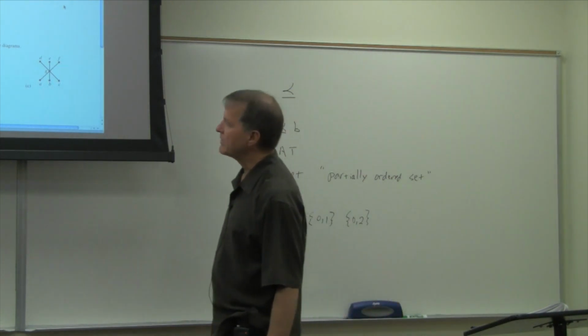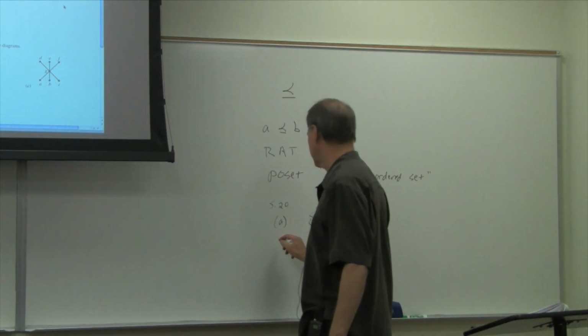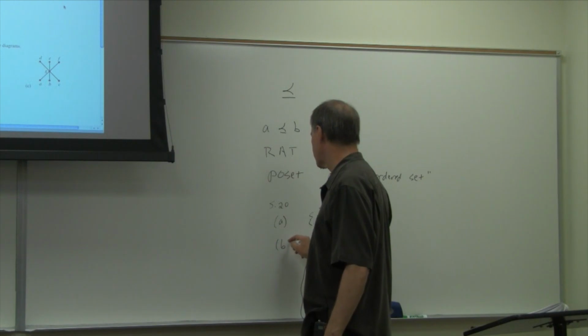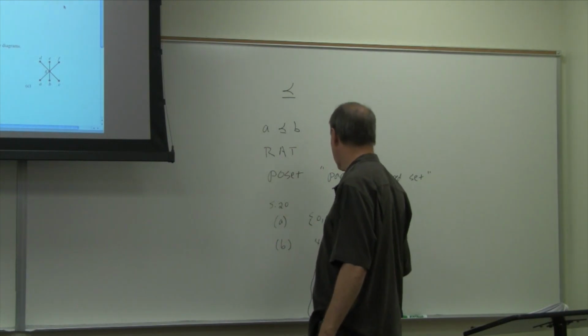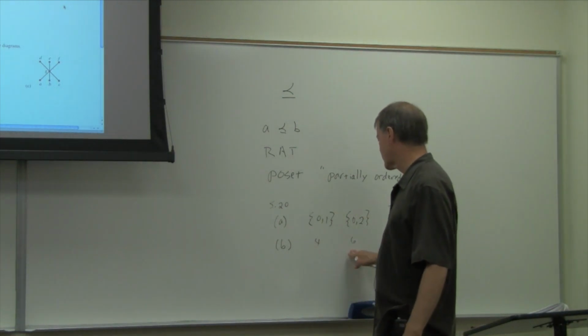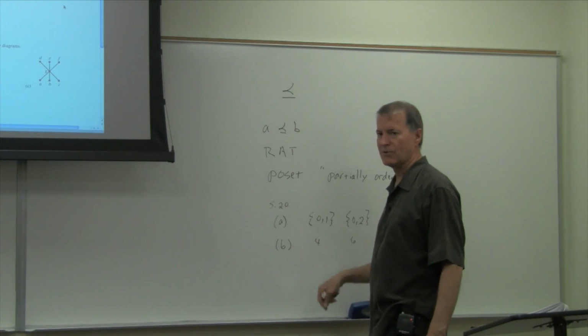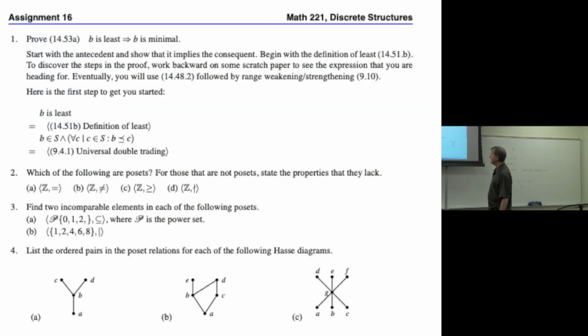All right, and what about {1, 2, 4, 6, 8} under division? Under divides, 4 and 6 are incomparable, because 4 does not divide 6, and also 6 does not divide 4. Good.